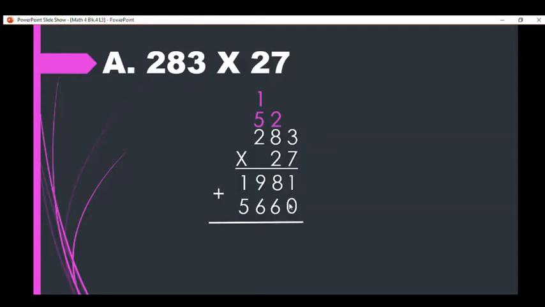1 plus 0, that would be 1. 8 plus 6, it's 14. 14 is a 2-digit number, so we need to carry 1 in our hundreds. 1 plus 9, that is 10, plus 6, 16. Again, put your 6 below and carry 1. So 1 plus 1, that is 2, plus 5, it's 7. So we can say that 283 times 27 is equal to 7,641.